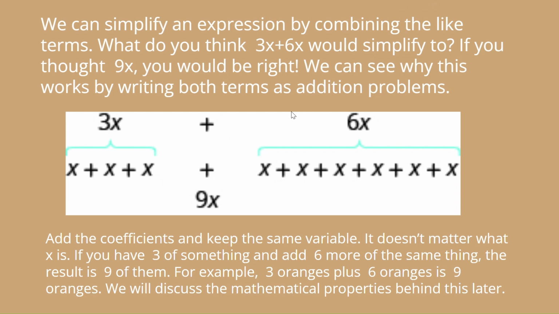We can see 3x plus 6x: 3 plus 6 is 9, so you get 9x. Add the coefficients and keep the same variable. It doesn't matter what x is. If you have 3 of something and add 6 more of the same thing, the result is 9 of them. For example, 3 oranges plus 6 oranges is 9 oranges. We will discuss the mathematical properties behind this later.